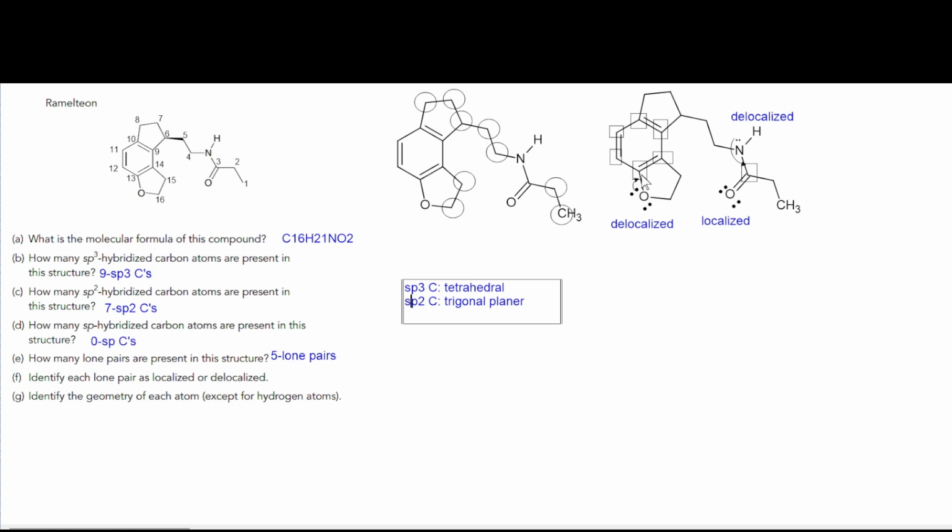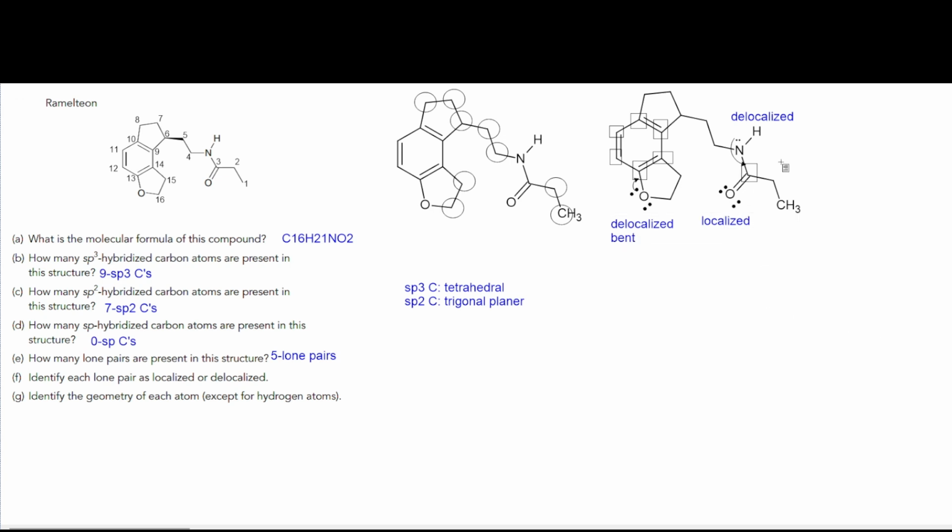But this oxygen is expected to have a lone pair that is delocalized over the pi bond. The oxygen atom will delocalize that lone pair. But note that there are two lone pairs not taking part in any bonding, so you would expect the oxygen to have a bent geometry. So this is delocalized, and I'll say a bent geometry over there.